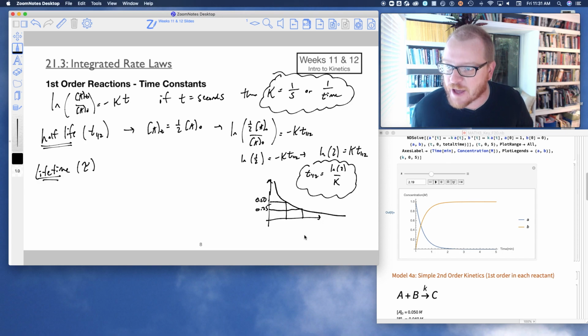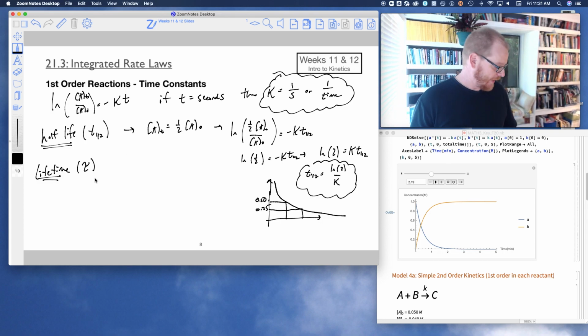And then the next half-life is 12.5%. See what I mean? It just keeps scaling in half. So what becomes useful, I think, is the lifetime, okay? And so lifetime, we'll define that now.